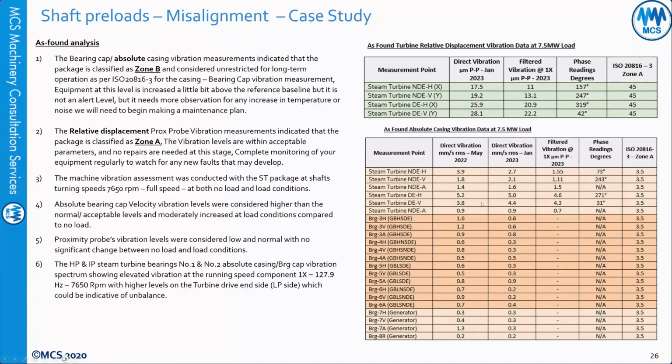When we saw this high bearing cap vibration and the low relative displacement, I started to think about misalignment or preload. The bearing cap absolute casing vibration measurement indicated that the package is classified as Zone B and considered unrestricted for long-term operation. But this was at 7.5 megawatts. When we increase the load, the levels go higher.